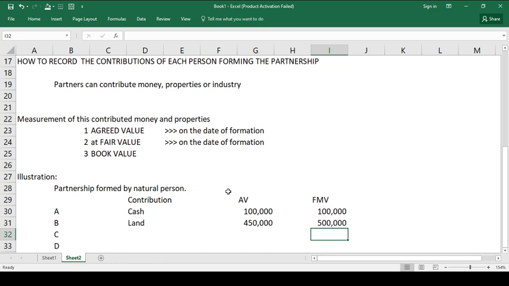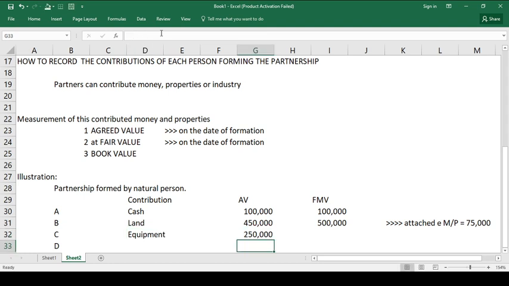Take note. The said land has an attached mortgage payable of 100,000 pesos, na sabihin na lang natin 75,000 pesos. And then letter C contributed equipment. The agreed value of the said equipment is, sabihin natin, 250,000 pesos. Yun po yung agreed value. And then the fair market value of the said equipment is 200,000 pesos.